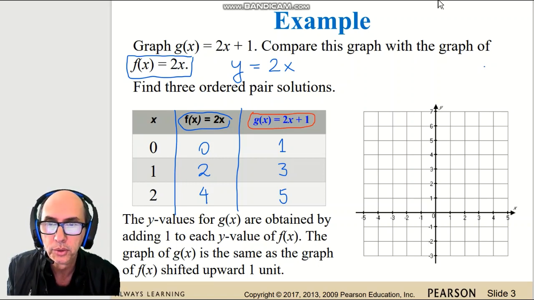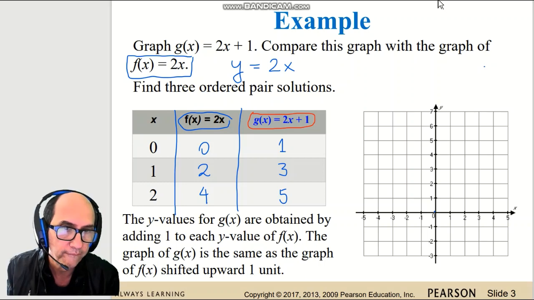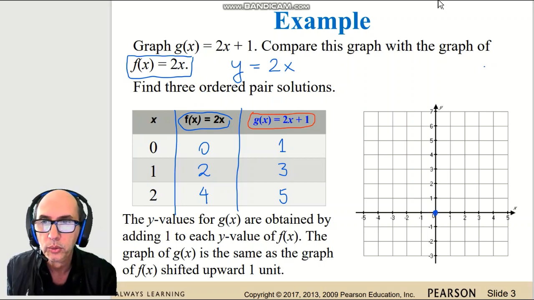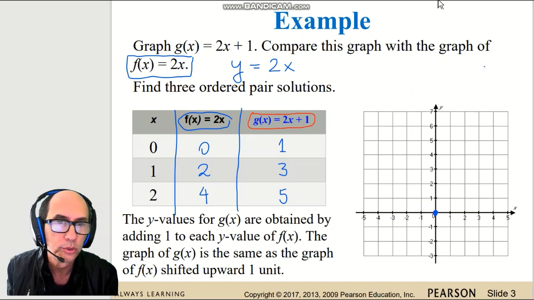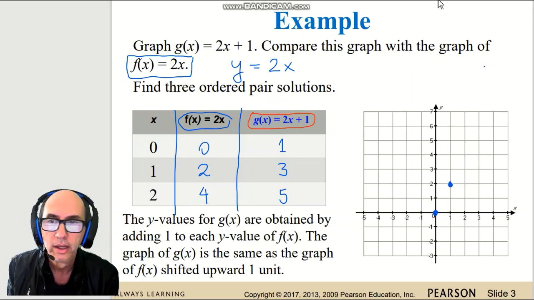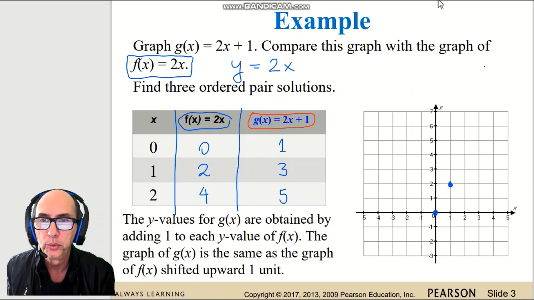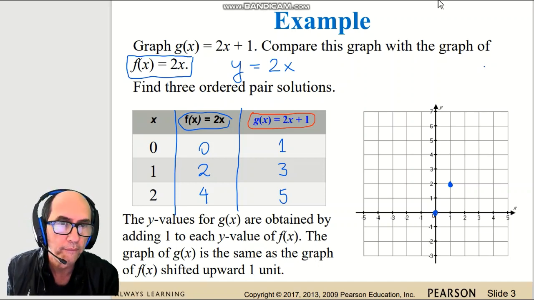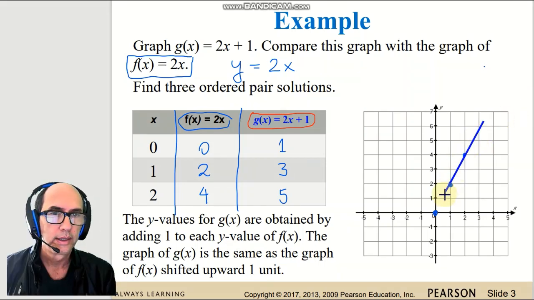x equals 0, y equals 0. x equals 1, y equals 2. x equals 2, y equals 4. And we can now graph the line intersecting all 3 points.